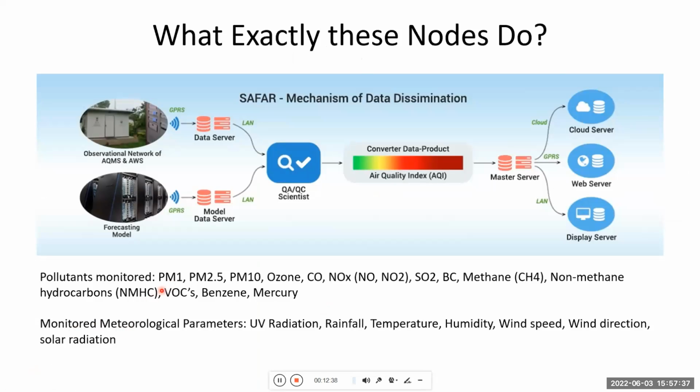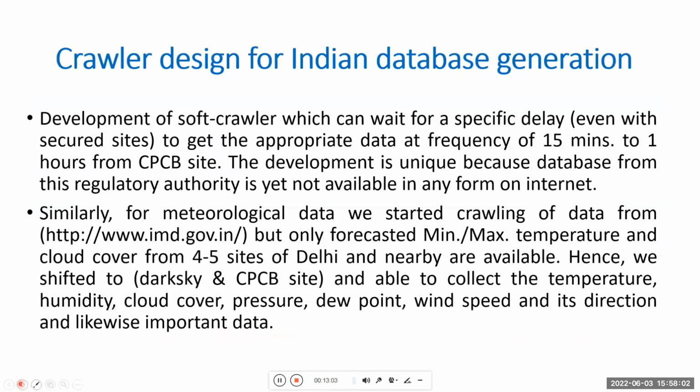These sensor nodes are taking 13 different pollutants, specifically PM 2.5, PM 10, ozone, CO, NO2, benzene, methane, and non-methane hydrocarbons, sometimes some VOCs like benzene, mercury, etc. They are also taking meteorological parameters including UV radiation, rainfall, temperature, humidity, wind speed, wind direction, and solar radiation.